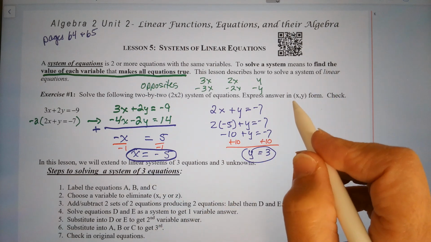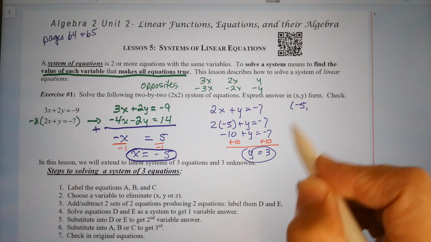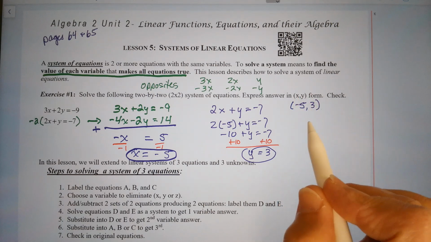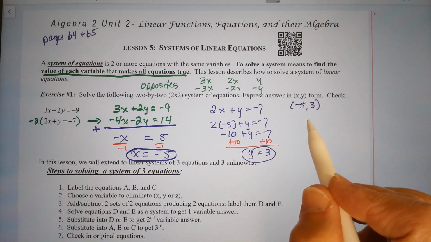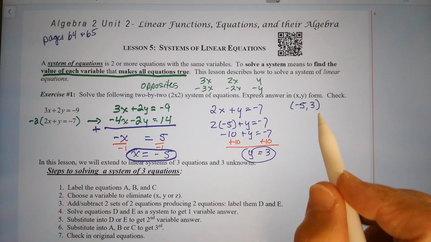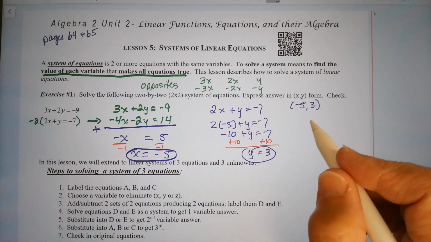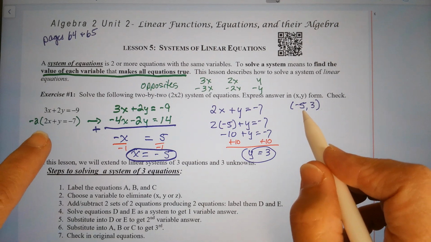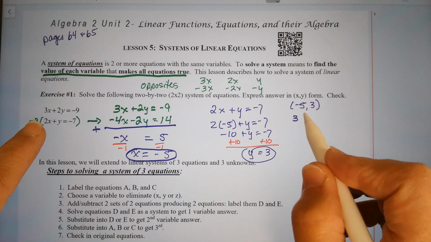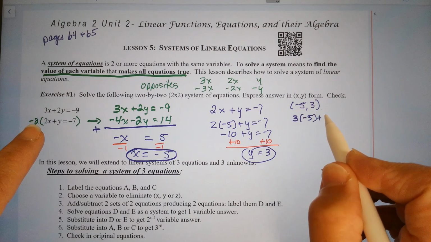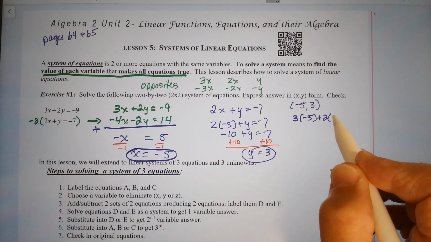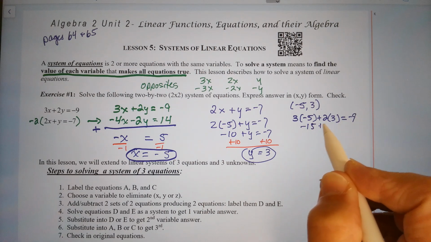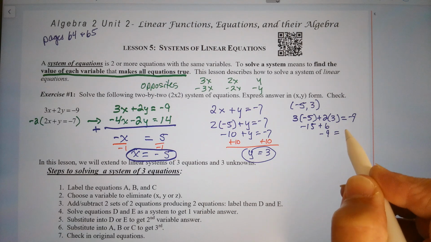X value -5. Y value +3. So this is our answer. I'm going to hold off on circling it until I check it. So to check, you go back to the original equations. I'm putting -5 in for x, so I have 3 times -5 plus 2 times putting 3 in for y equals -9. That's -15 plus 6, yeah, -9 equals -9.